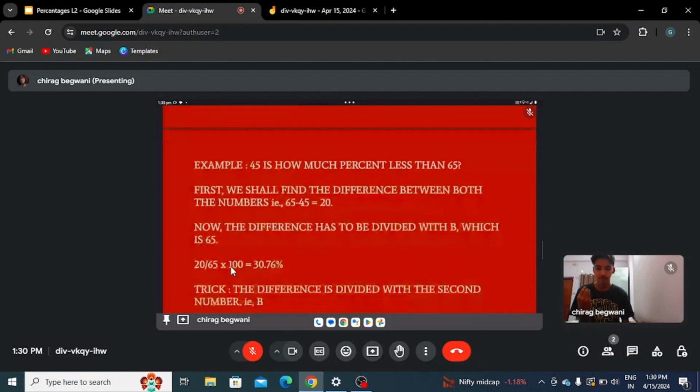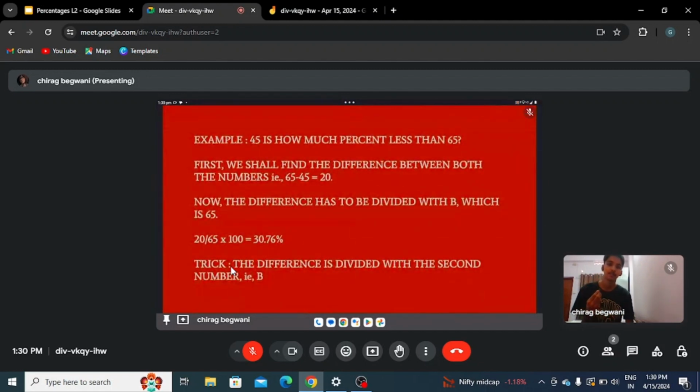We'll see another example. Now this is percent less. 45 is how much percent less than 65? Again we've done the same thing: the difference between both the numbers. This part can be confusing. Usually we subtract A minus B, so if we do 45 minus 65, we get minus 20.